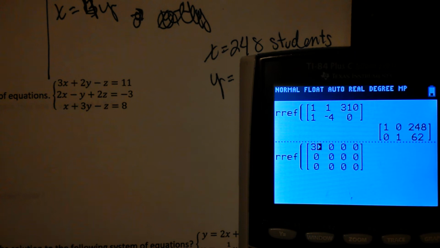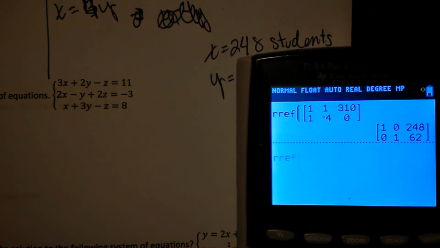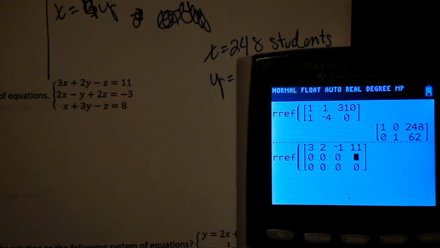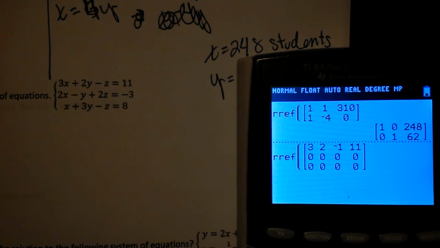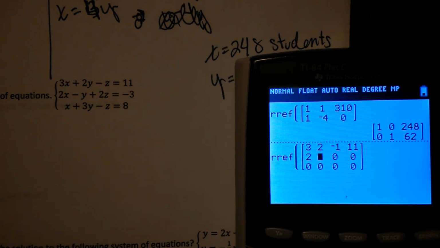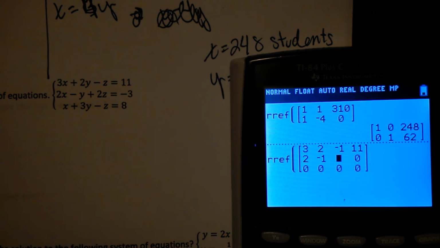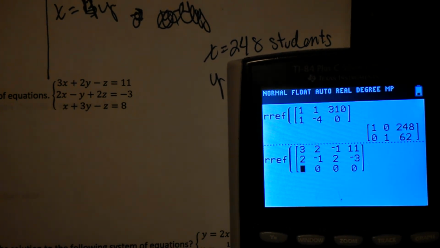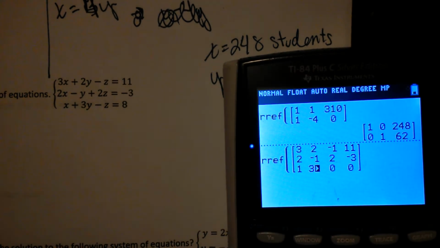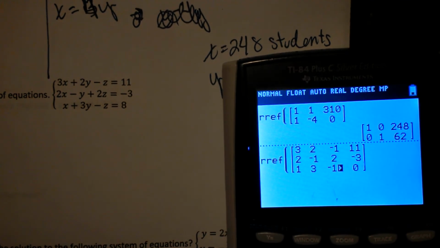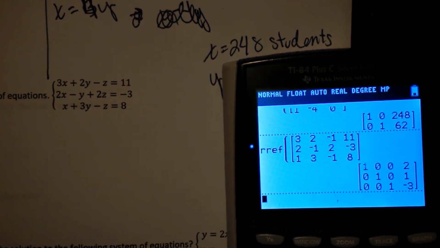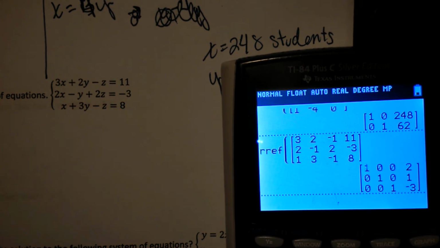So I have 3, arrow over, 2, arrow over, -1, arrow over, 11, 2, -1, 2, -3, 1, 3, -1, 8. So press enter, and I get 2, 1, -3.